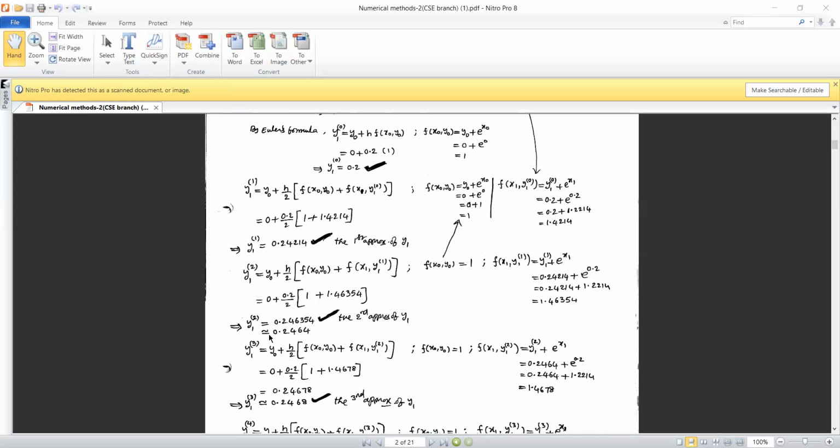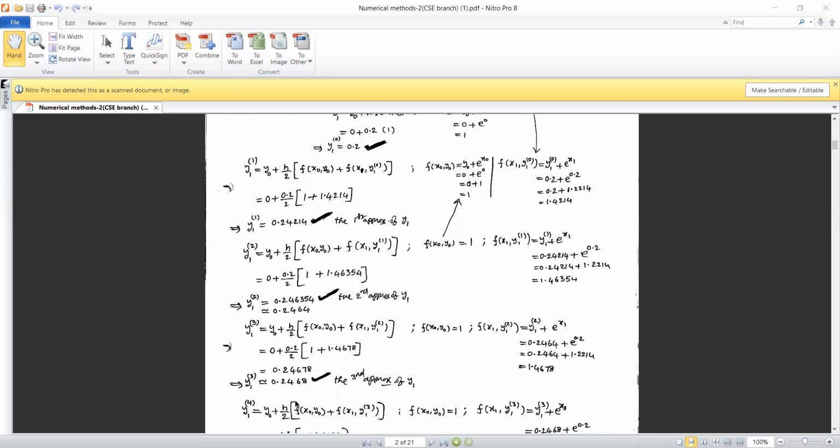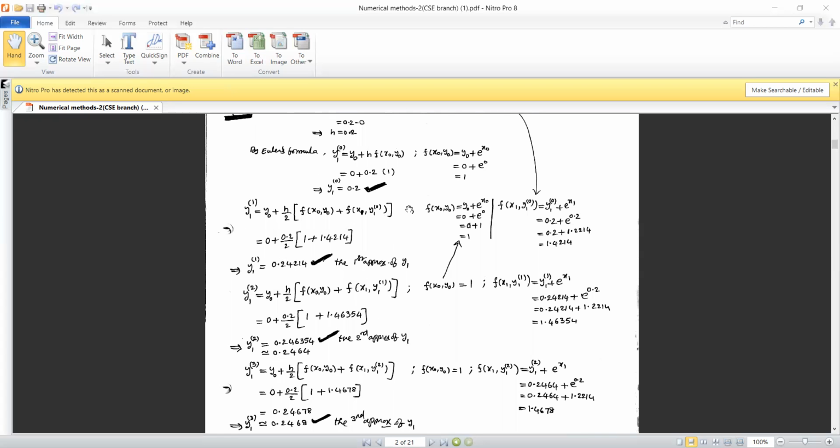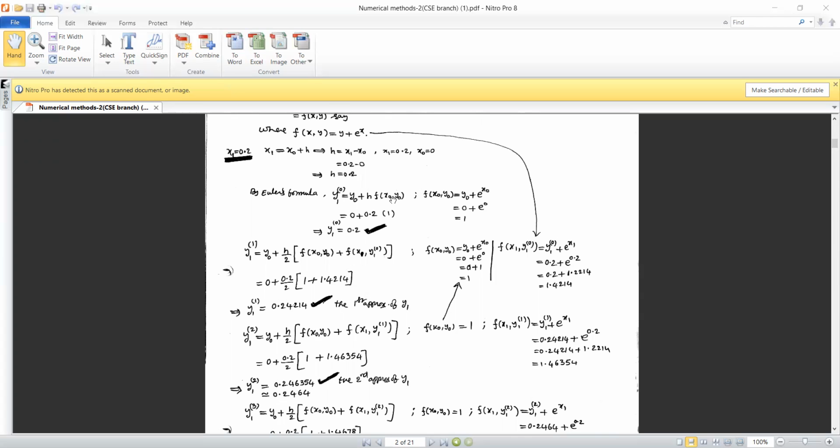So we can see up to the third decimal place our values are equal: 0.2426, 0.246. So we can consider these two values as the final value for the first attempt. First attempt is for what? For x equal to what are we calculating? We are calculating for x1 equal to 0.2; for x1 equal to 0.2, we are calculating the y1 value.